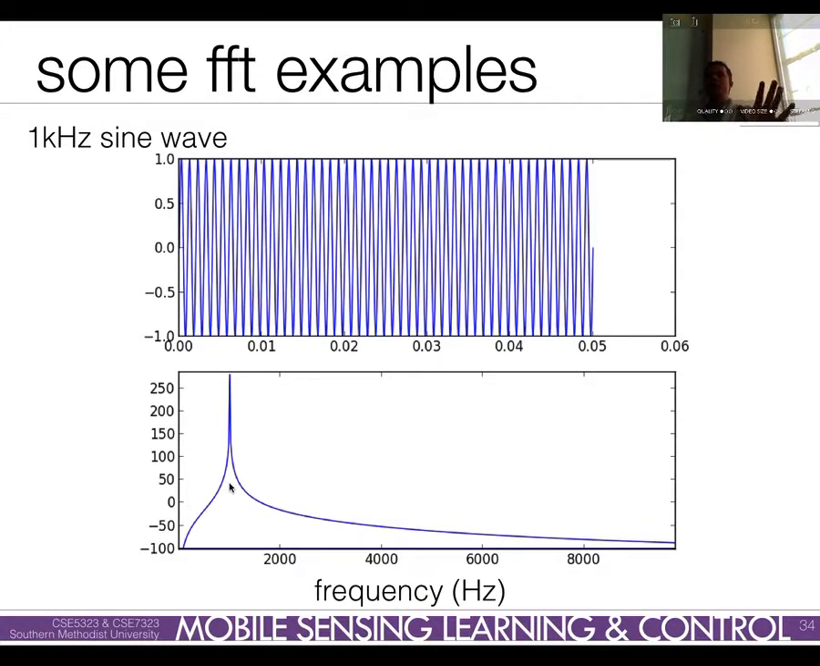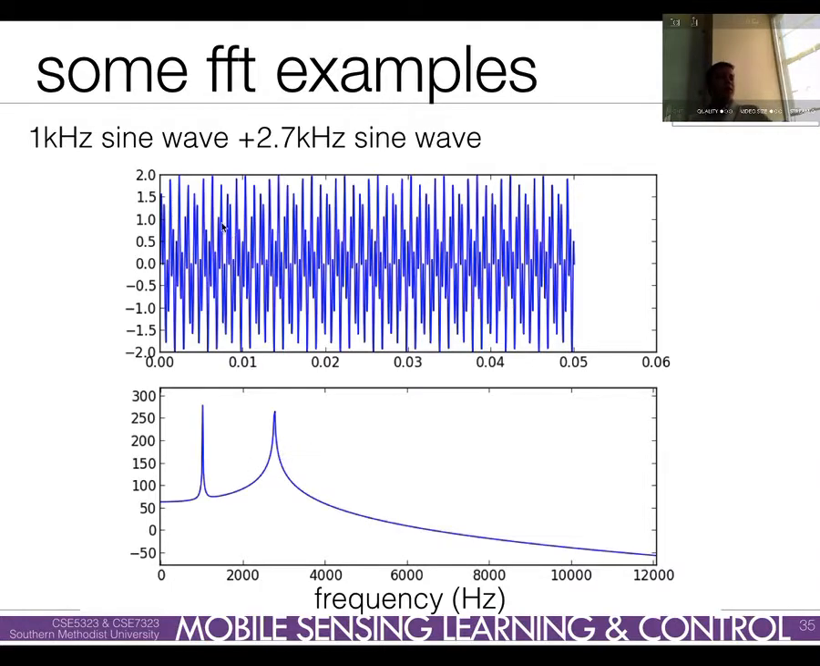And that's what we're going to use it in this class for, analyzing frequencies of these time series. So let me give you another example. Instead of a 1 kilohertz sine wave, let's say we have a 1 kilohertz sine wave plus a 2.7 kilohertz sine wave. Well, this is what it looks like if I were to add those two up. You can see I've got two frequencies that are excited here.